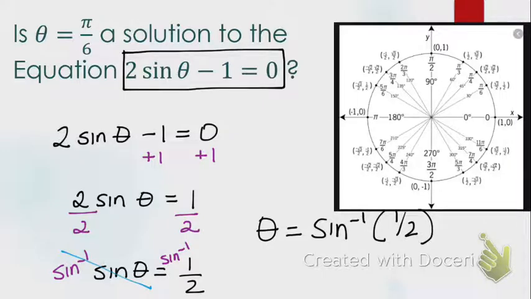So now you need to figure out if theta is pi over 6. Is that like an actual solution? So is pi over 6 on your unit circle, does that have a sine value of 1/2? Yeah. So the question where it says, is theta pi over 6 a solution? Yes, it is a solution. Because theta does equal pi over 6, so yes, it is a solution.